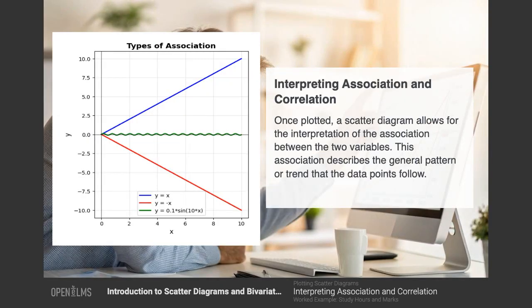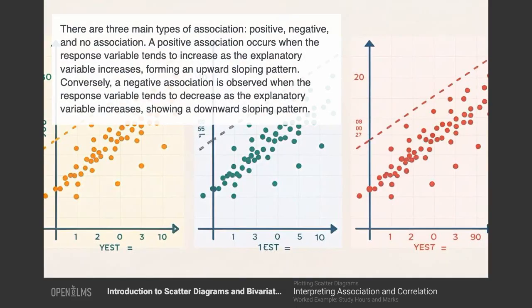Interpreting association and correlation. Once plotted, a scatter diagram allows for the interpretation of the association between the two variables. This association describes the general pattern or trend that the data points follow. There are three main types of association: positive, negative, and no association.